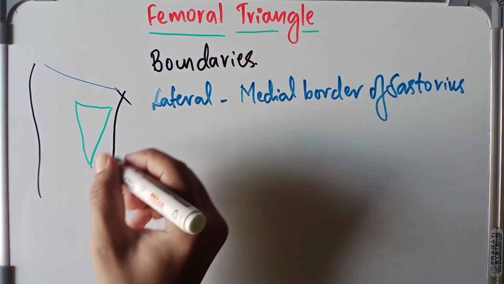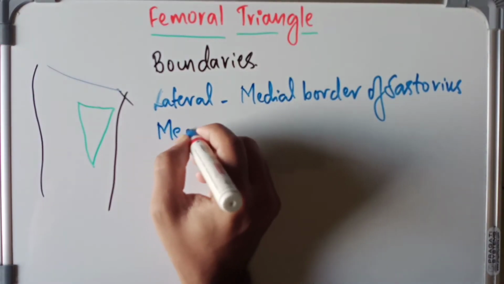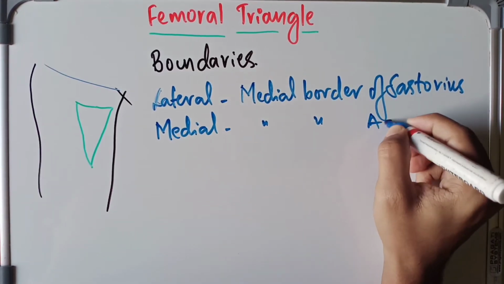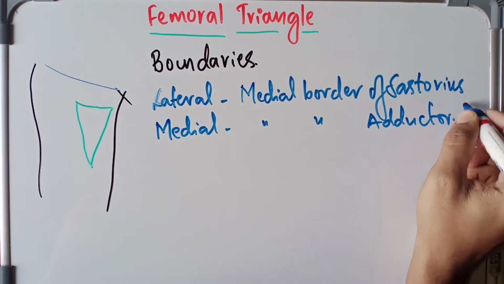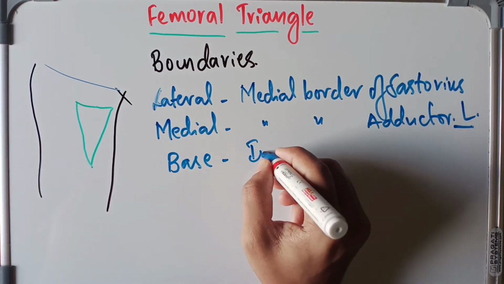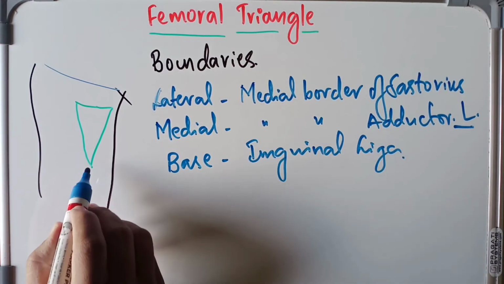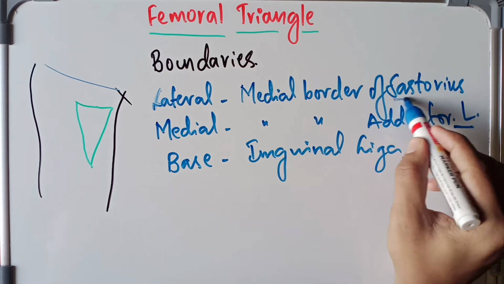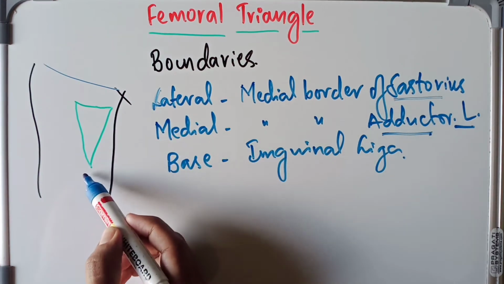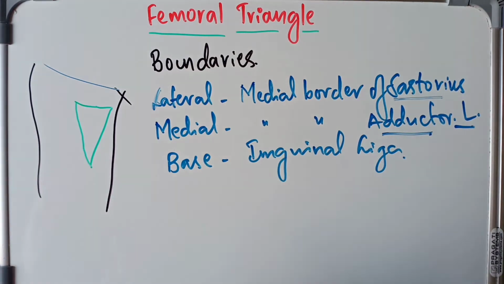And then the medial boundary of the femoral triangle is by the medial border of the adductor longus muscle. And what about the base? The base of the triangle is formed by the inguinal ligament. The apex is formed by the meeting point of the sartorius muscle and the adductor longus. So this is the medial border of the sartorius, the medial border of the adductor longus, and when they meet here, it forms the apex of the triangle, and the base is formed by the inguinal ligament.